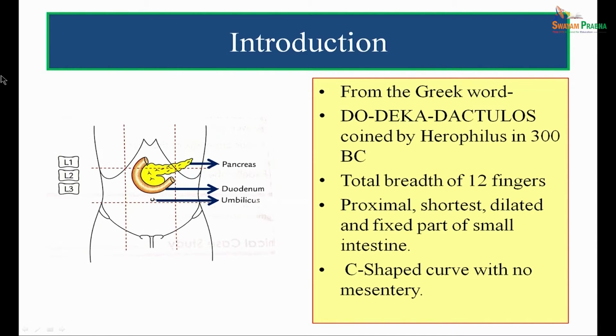Duodenum is a proximal, shortest, dilated and fixed part of small intestine. So, you can make out here in the picture, it is having a C-shaped curve and in the concavity is fitting the head of the pancreas. The C-shaped duodenum does not have any mesenteric fold attached to it.